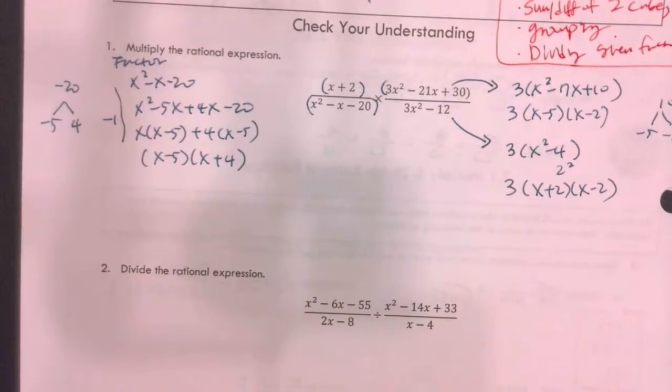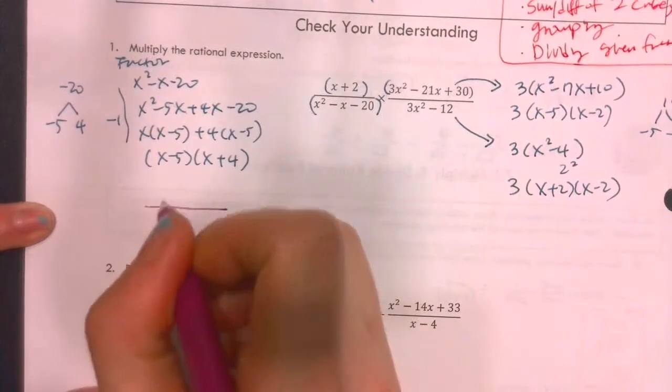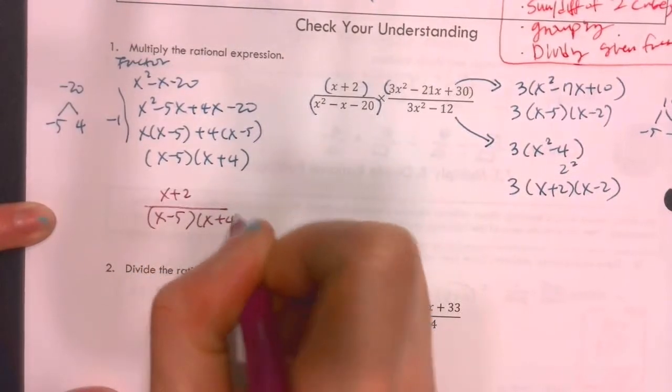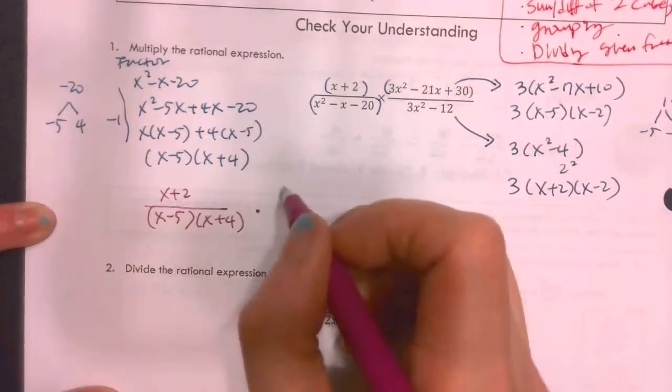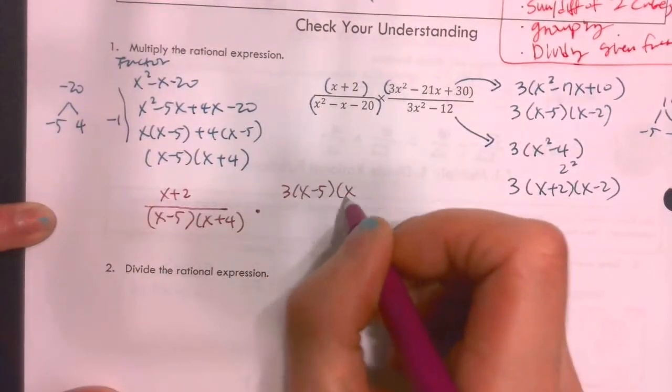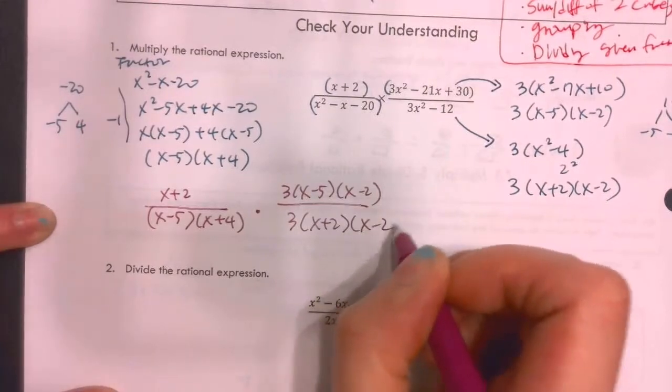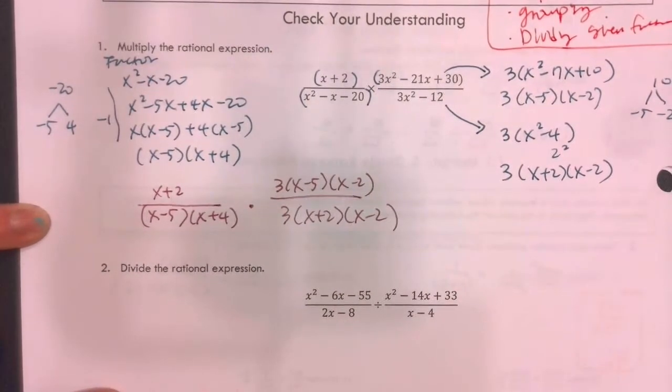Okay, so I factored everything. Now we're going to put it back together. There you go. So what do I get? I get x plus 2 over x minus 5 times x plus 4, times the numerator, which was 3 times x minus 5 times x minus 2, over 3 times x plus 2 times x minus 2. So really, this unit is asking you, do you know how to factor? Like, that's what it is, all right? And don't forget to include the greatest common factor, because it's easy to forget about it.